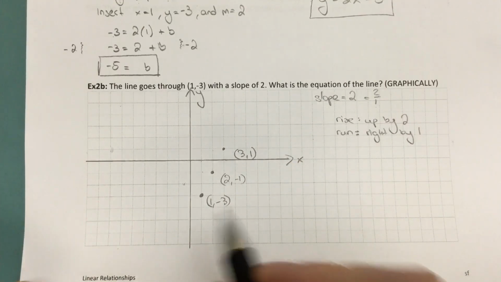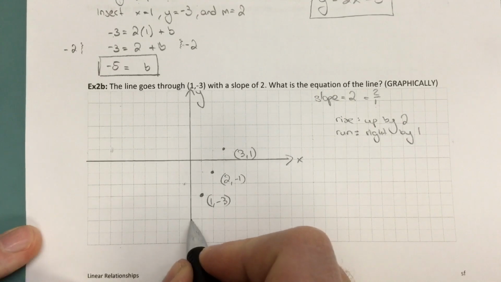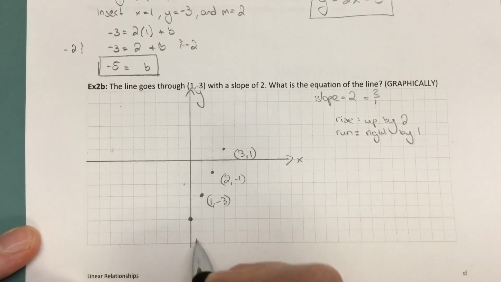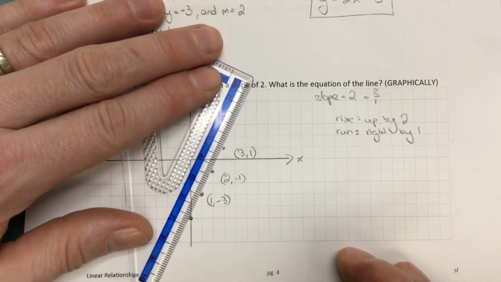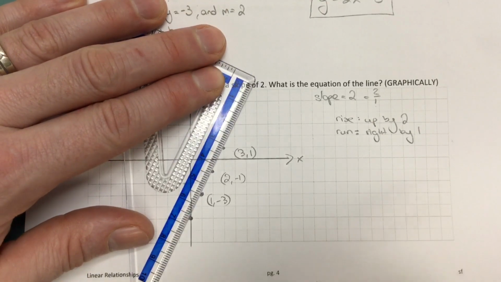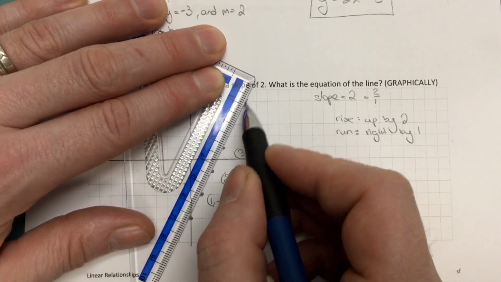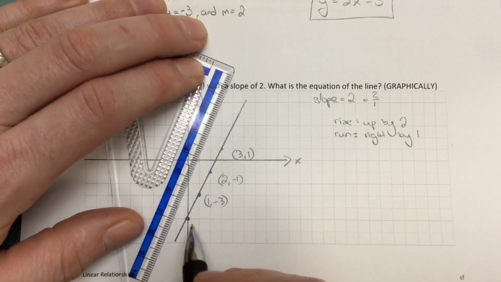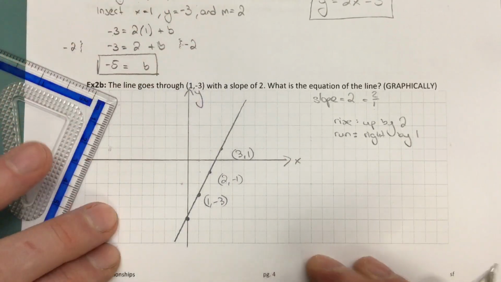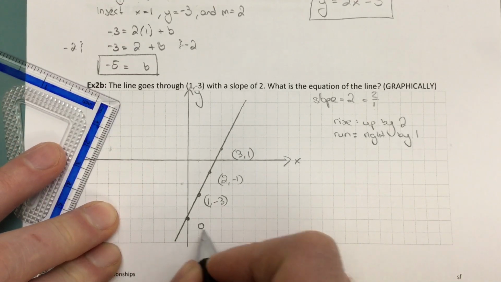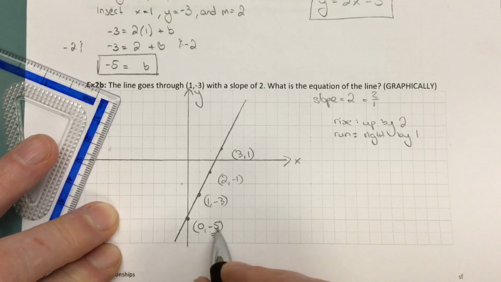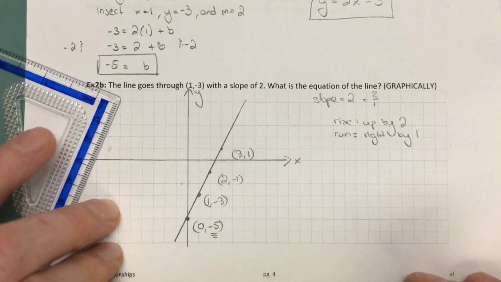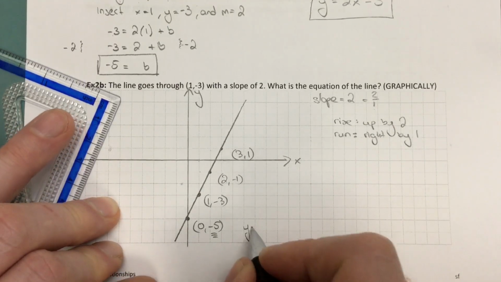Now if you want to, you can work your way backwards as well, and you will find out that you will end up at this point, but you can also just use a line to see that you would end up at this y-intercept right here. And that y-intercept is 0 comma negative 5. And this value right here, the negative 5, that is my y-intercept.